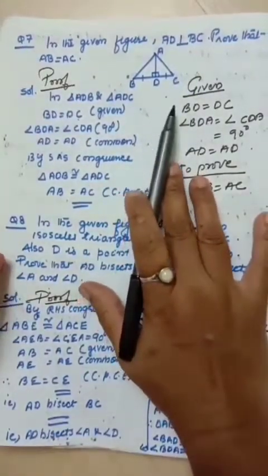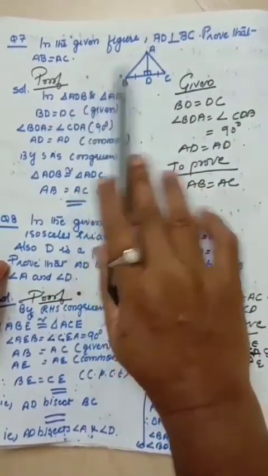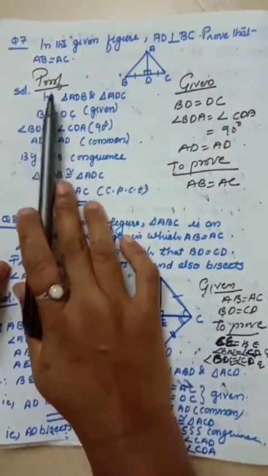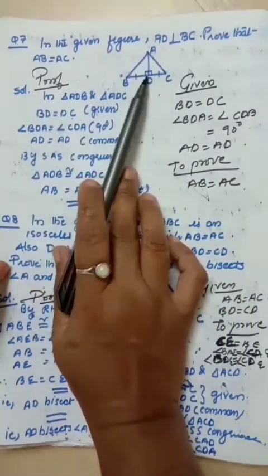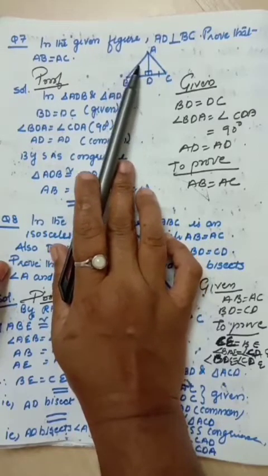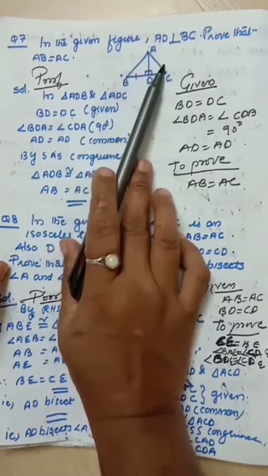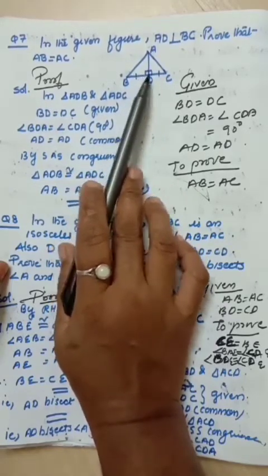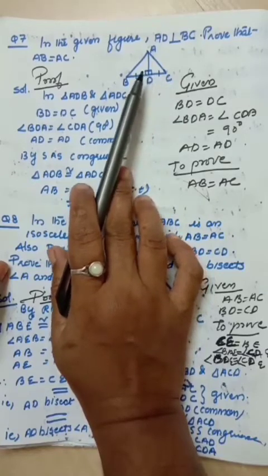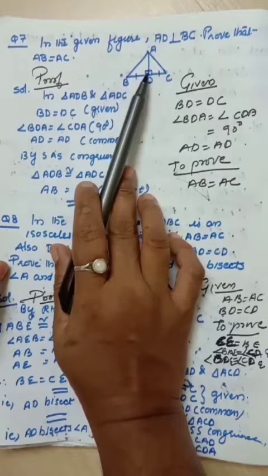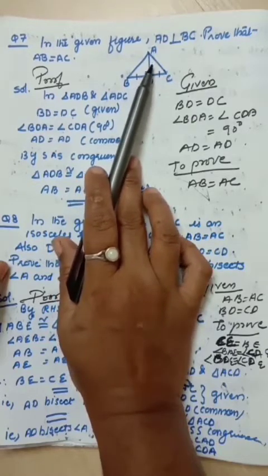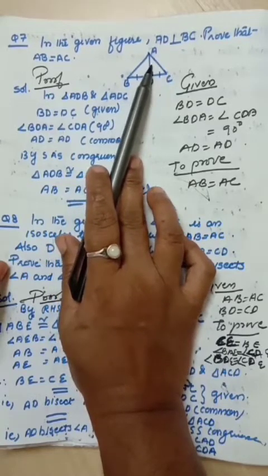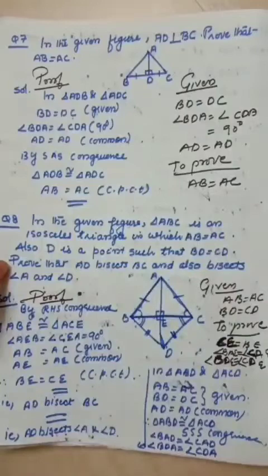Next, in the given figure, AD perpendicular to BC, prove that AB equal to AC. Proving question: given, to prove and proof starting. Two right angle triangles. First you have to check whether hypotenuse equal or not. No, in the question hypotenuse equality is not given, so we can't apply RHS congruence. Now, these two sides equal, these angles are 90 and this side is common for both the triangles, so you can apply SAS criteria. These two triangles are congruent.